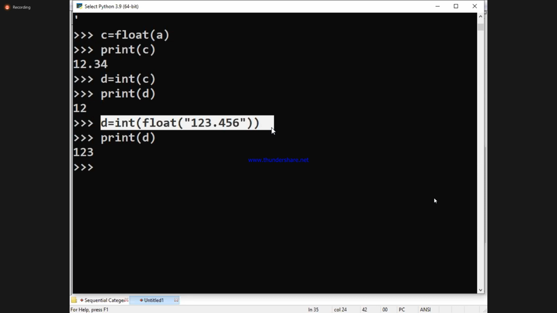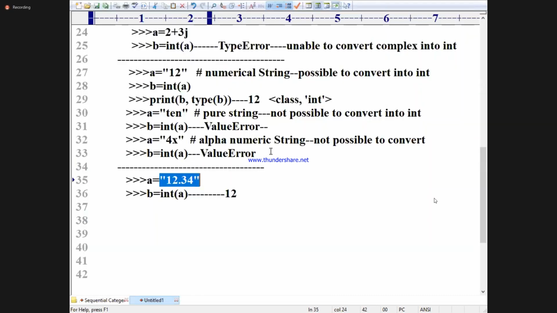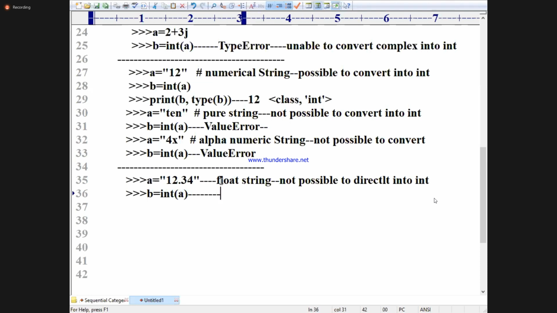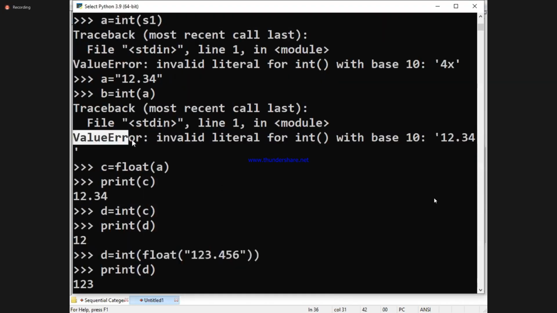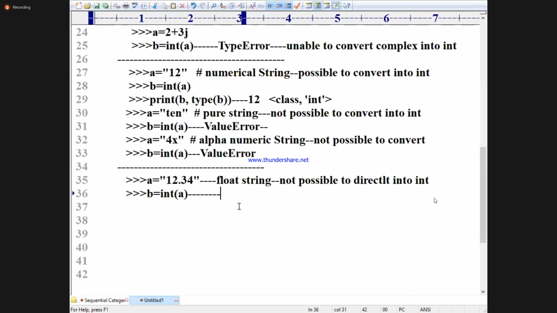Are you following? Shall we move forward? Alright. If I don't address these questions now, we are not able to think. Let me make you start thinking. It is called a float string. A float string is not possible to convert directly into int. So which error did we get? Value error. See how many things we have to remember.